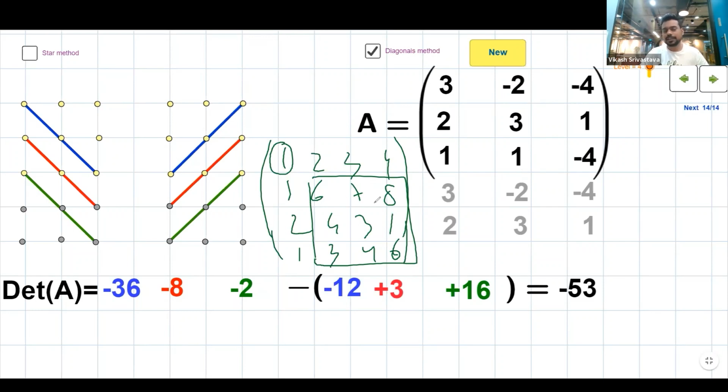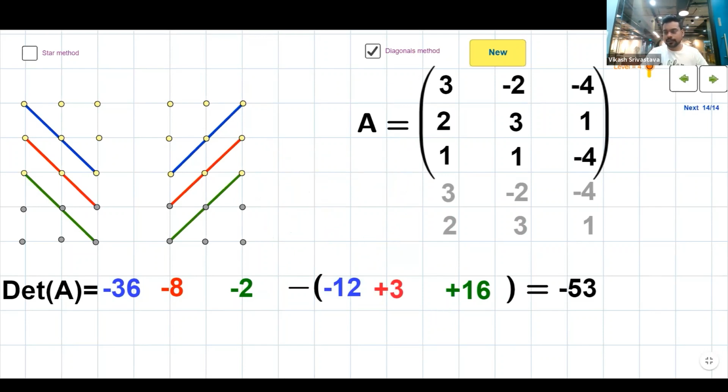Okay, but the idea is the same. Here also what you will do, this is a 4 by 4 matrix, so you will copy paste the first 3 rows below this, and then you will do the diagonal operation. Okay, so that will have a lot of components there. So just try to do those.